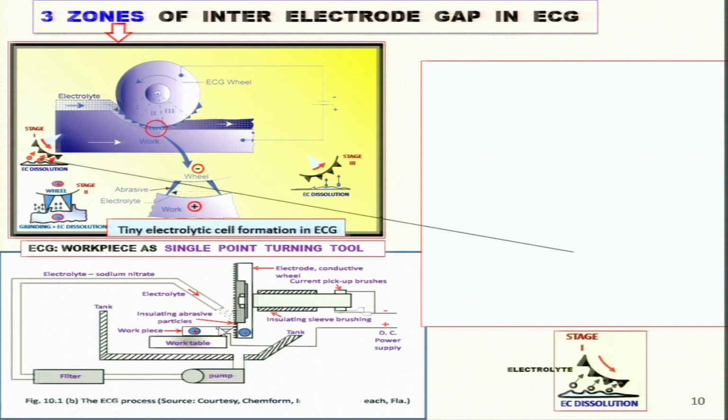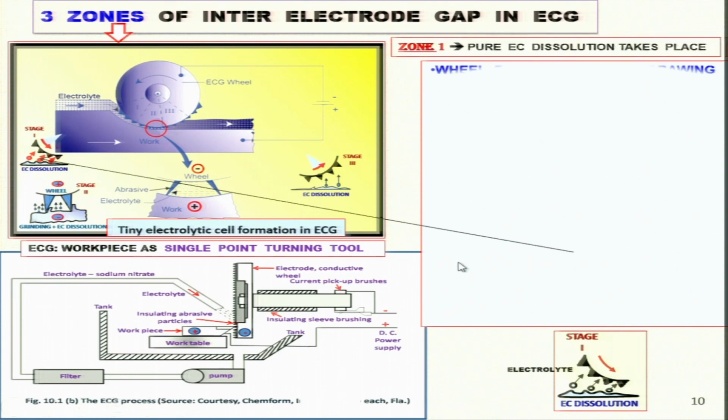Now you can see the schematic diagram of the setup. Electrolyte supply is there, grinding wheel is there, electrode conductive wheel is there, and this is the workpiece over here, and this is in contact with the abrasive particles. This is the work table, this is the tank where electrolyte is kept, and it is taken out from here, pumped, filtered and recirculated. And here a DC power supply is there. You have the contact with the grinding wheel through this particular shaft, and this is the insulating sleeve bushing.